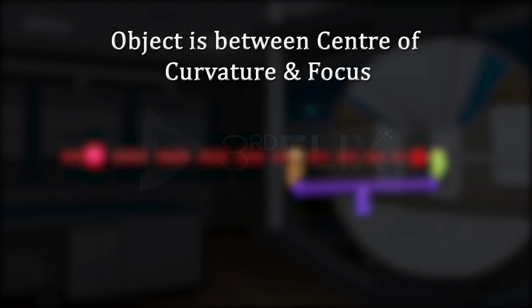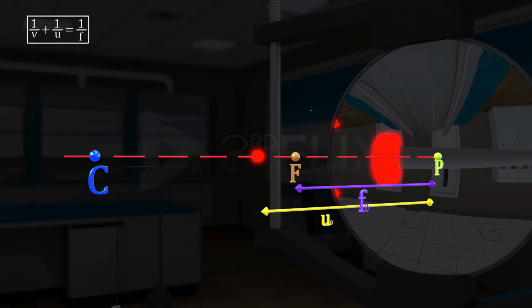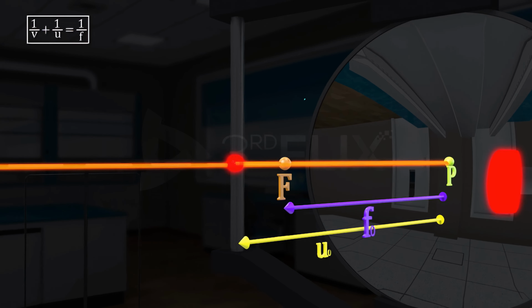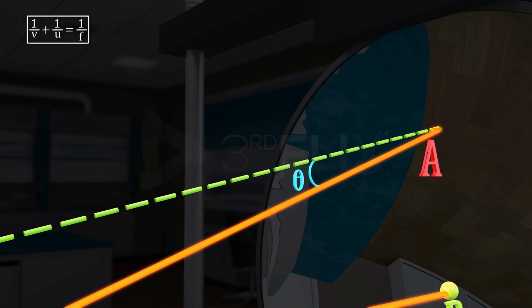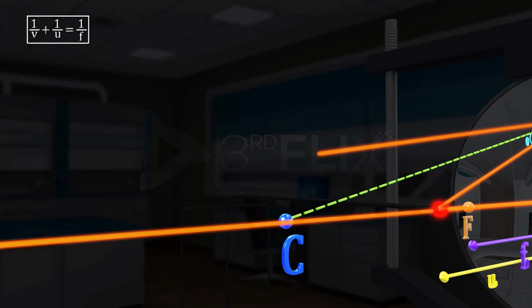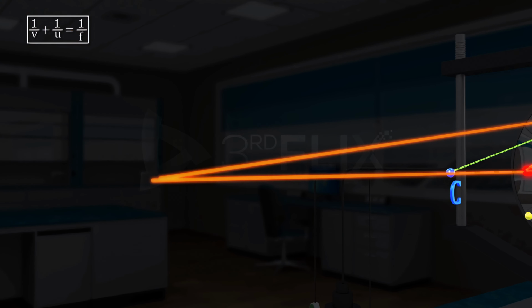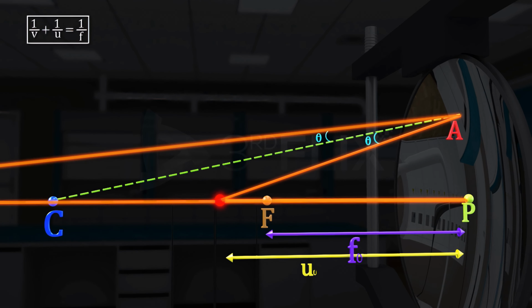Now let the object be placed between C and F. One ray passes and gets reflected along the principal axis. Another ray that is incident on the mirror gets reflected and meets the first ray at a point that lies beyond C. Hence, if the object is placed between C and F, a real image is formed beyond C.